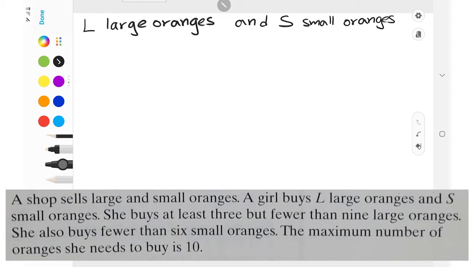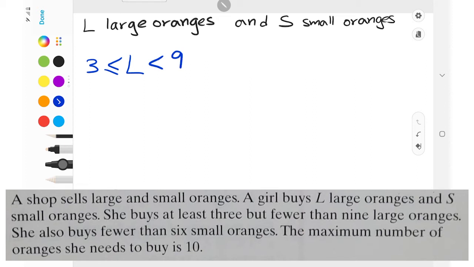So next, she buys at least 3. Okay, let's pay attention here. She buys at least 3, but fewer than 9 large oranges. We have here the large oranges. She wants to buy fewer than 9, which is less than 9. But she wants to buy at least 3, which means greater than or equal to 3. So my L value, my large oranges, are between 9 and 3. And now I will tell you how we will draw this.